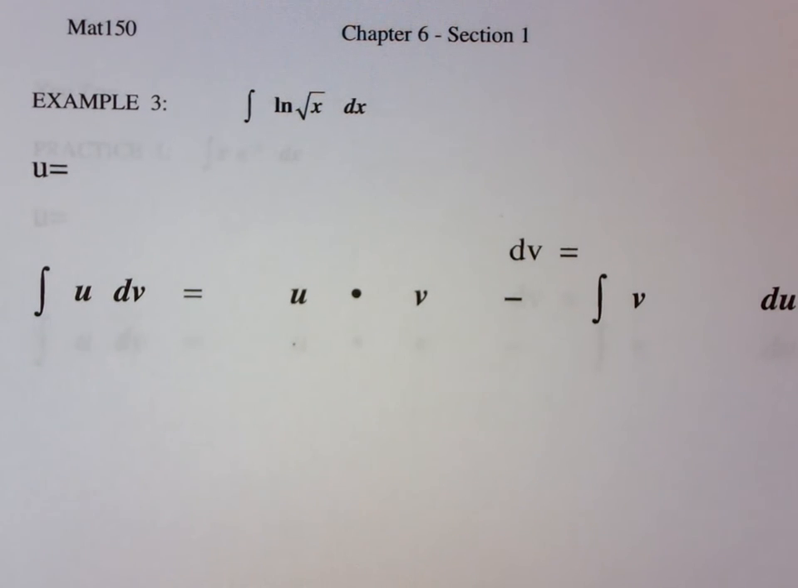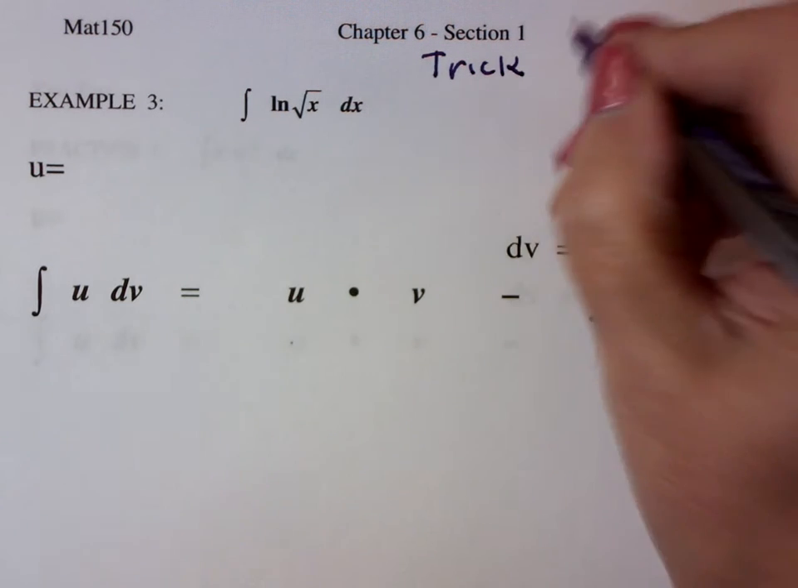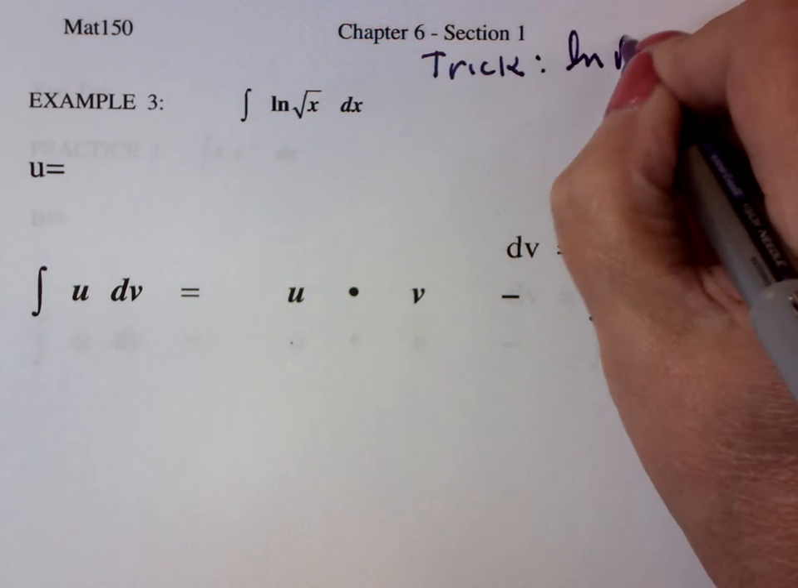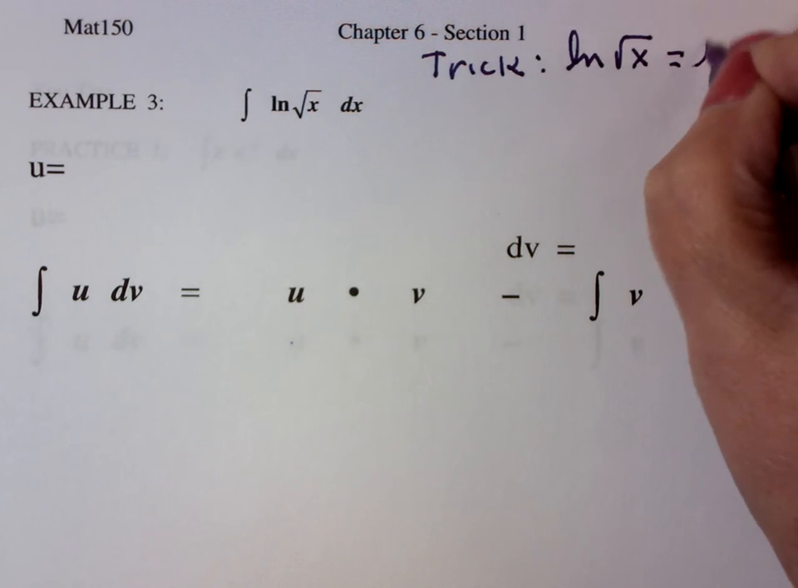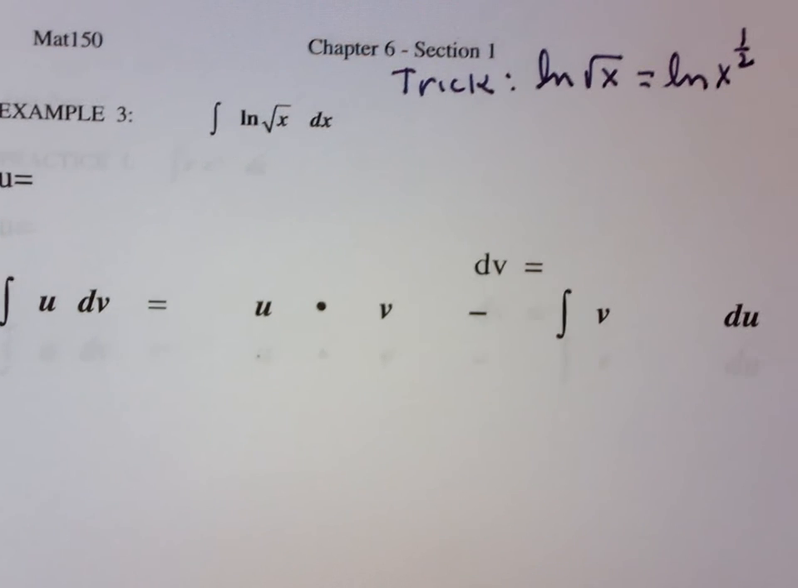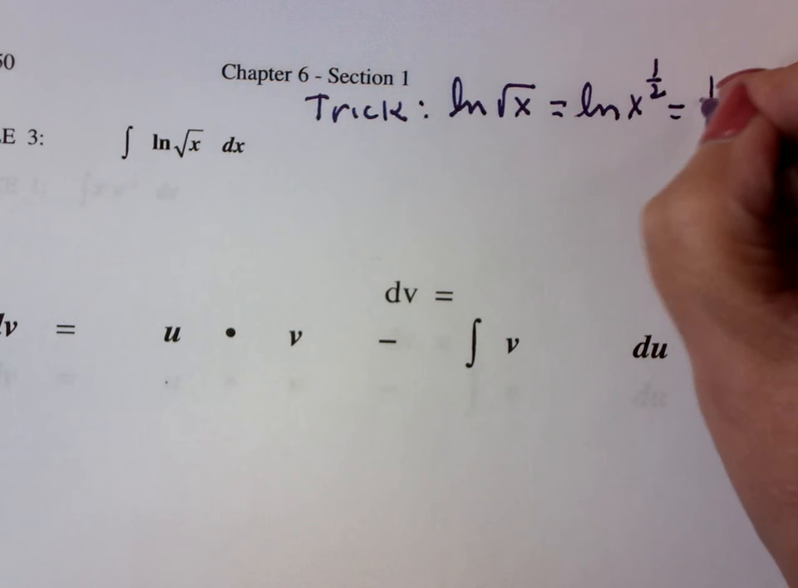We can use a trick. And the trick we can use, if I know that the natural log of the square root of x is the natural log of x to the 1/2, how can I rewrite that? You can bring the 1/2 forward, right? Bring the 1/2 forward.